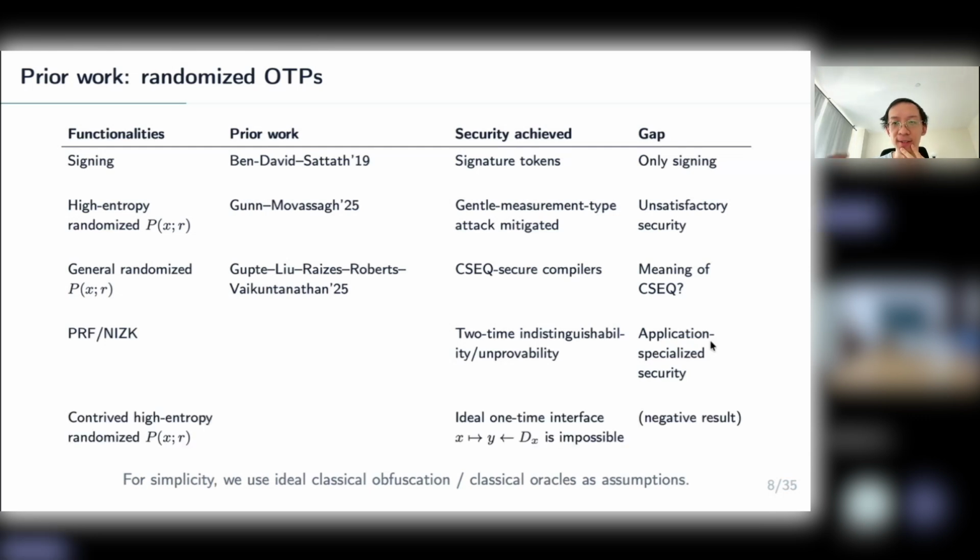Okay, and on the negative side, their work also considers proving an impossibility. So in particular, they consider some randomized functionality P which has high entropy, but is contrived. And what they show is that even for this kind of functionality, there is some contrived example where you cannot get the ideal one-time security. Where the ideal security will just say I get one query X and then I get one sample Y. So this is impossible even if you have high entropy.